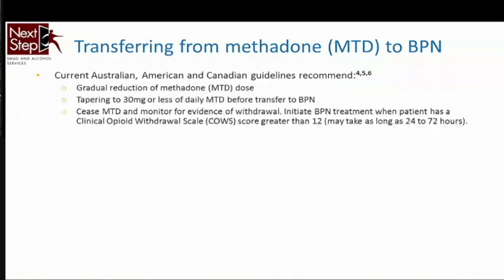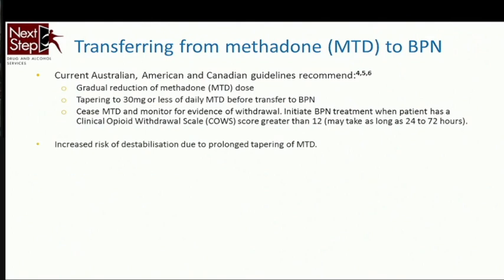Current Australian, American, and Canadian guidelines are all quite similar in the sense that they recommend gradual reduction of methadone, tapering to a dose of about 30 milligrams or less, and then transferring to buprenorphine: stopping methadone, waiting for evidence of withdrawal, and then initiating buprenorphine. So pretty much what I said in the previous slide, waiting for evidence of withdrawal, and sometimes waiting for longer than a day.